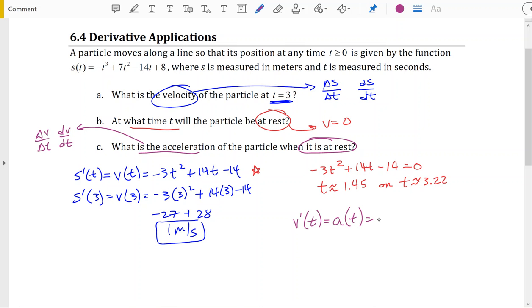Again, the power rule will solve this derivative for us, negative 6t plus 14. To calculate what those accelerations would be, we need to plug in our two different times. So acceleration at 1.45 and acceleration at 3.22. At time equals 1.45, acceleration is approximately 5.3, and that is meters per second squared. And at time equals 3.22, it's approximately negative 5.32 meters per second squared.